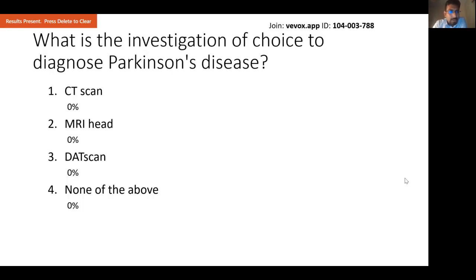Now, again, investigation, to get your understanding, your idea. What is the best investigation you need to do to diagnose Parkinson's disease? Let's see what your idea is.